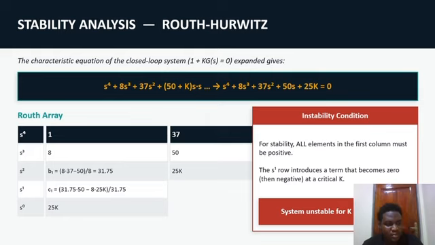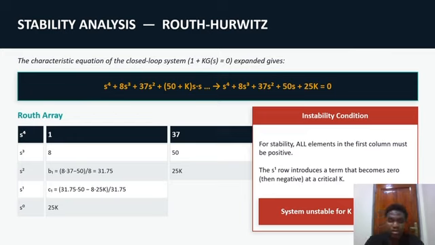Hello everyone, my name is Fahad Aruna and I'll be taking you through slide 8. From the Routh array, we observe that one term becomes 0 at a certain value of k. This value is the critical gain, where the system transitions from stable to unstable. After solving, we obtain that the critical k is approximately 9.65. The system is stable when k is less than 9.65, and unstable when k becomes greater than 9.65.